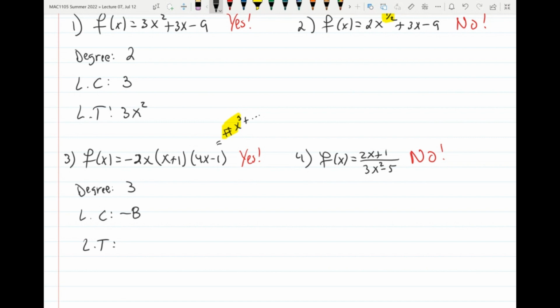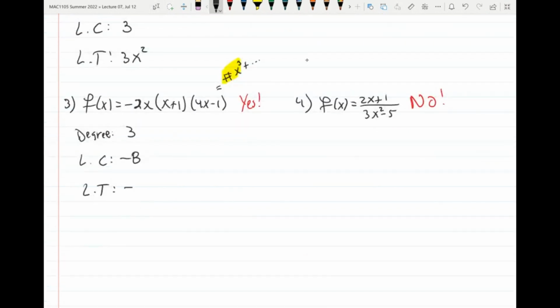That's your degree. Similarly, if you want to find the leading coefficient, just multiply the leading coefficients of each of the little factors. What's the leading coefficient here? Negative 2. Here, what's the leading coefficient? And here, just multiply it. Negative 2 times 1 times 4 gives you a negative 8. Do you understand this? Okay, now once you have degree and leading coefficient, you can make the leading term. What's the leading term? Negative 8x cubed. All right, questions?